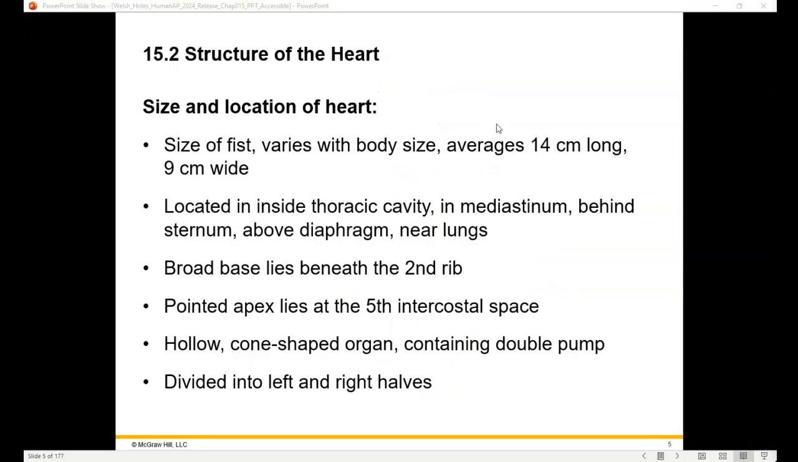Okay, let's talk about the heart specifically. So the heart's the size of your fist. It varies though with body size. It averages 14 centimeters long, 9 centimeters wide. It's located inside the thoracic cavity, in the mediastinum, behind the sternum, and above the diaphragm near the lungs. So it is central. It has a broad base that lies beneath the second rib. It has a pointed apex that lies at the fifth intercostal space. It's a hollow cone-shaped organ, and it contains a double pump. It's divided into left and right halves.